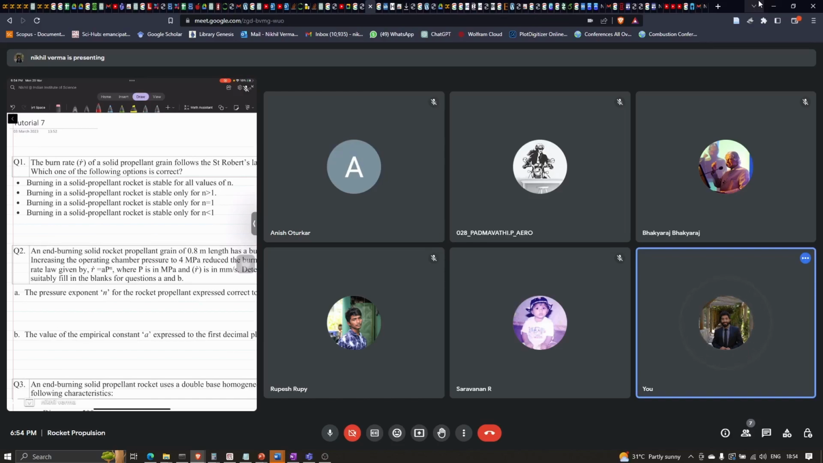Any idea? So what do you think? What is the effect of n on the stability of the rocket? And when we are saying stable, what is the meaning of stable? Any idea? It will be great if you can take part in the discussion.